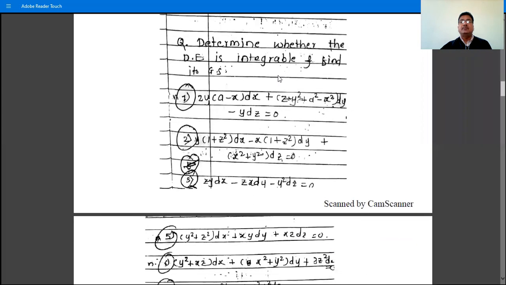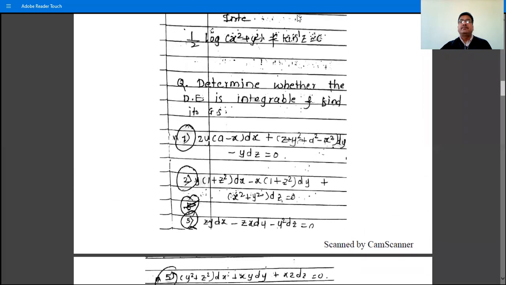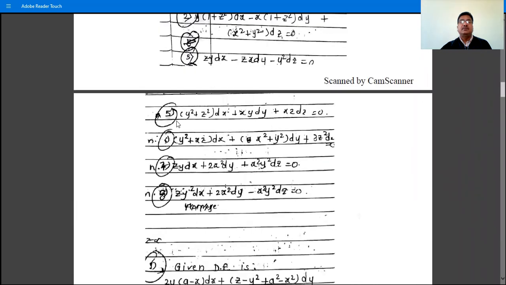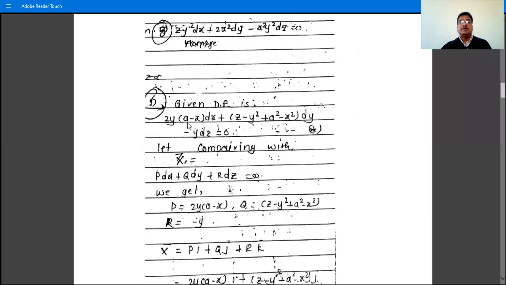Solutions of homework problems. What are the problems? 2y(a minus x) dx plus (z minus y square plus a square x square) dy minus y dz is equal to 0. This is the second, third one, fourth, fifth, sixth, seventh, eighth. So the first example, 2y(a minus x) dx.